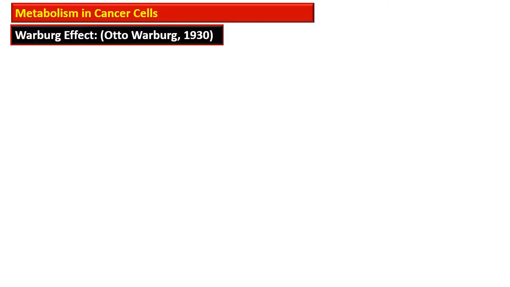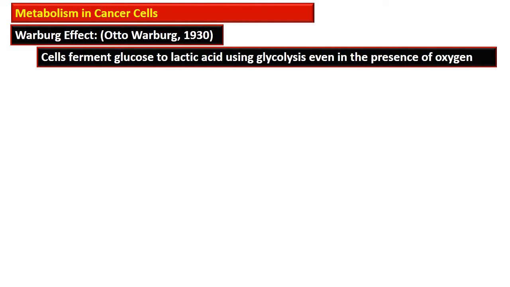A special characteristic of metabolism in cancer cell was studied by Otto Warburg in 1930, and this characteristic is termed as Warburg effect. The cell ferment glucose to lactic acid using glycolysis even in the presence of oxygen. This is termed as Warburg effect.